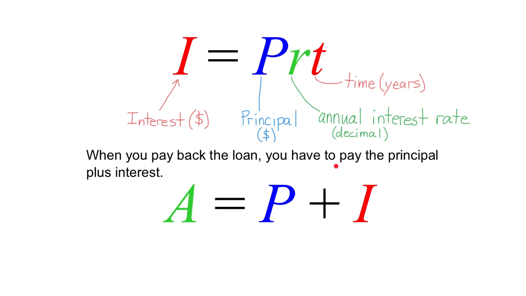When you pay back the loan, you have to pay the principal plus interest. So the total amount, A, that you have to pay is the principal plus the interest. Make sure to include these formulas on your unit summary notes.